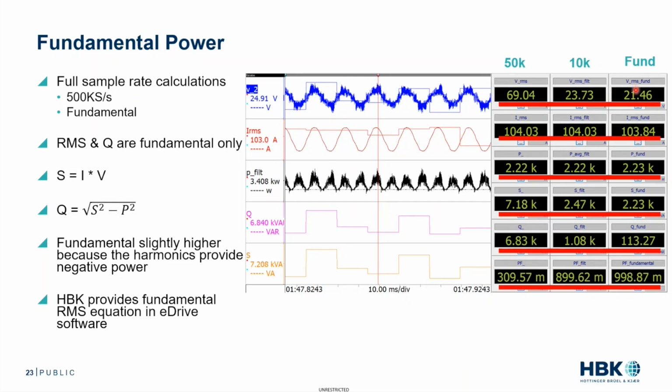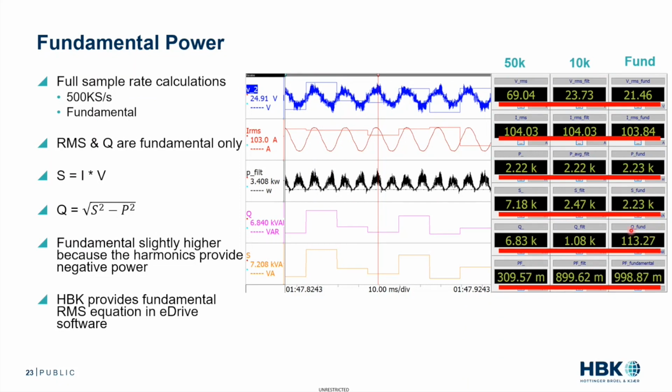Call it a baseline. IRMS, now we get a difference. 104.03, 104.03, 103.84. We've eliminated the switching, but now we're eliminating, again, those fundamental-based harmonics. So those rotational-based harmonics now. Power, there must be a little bit of 5th or something because P fundamental is, again, a little bit higher than P average and P filtered.